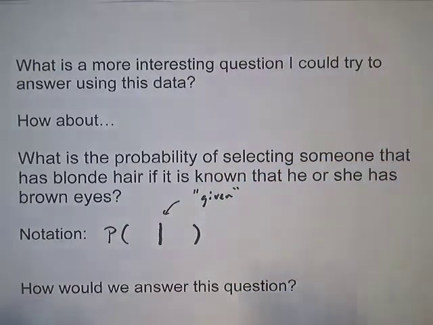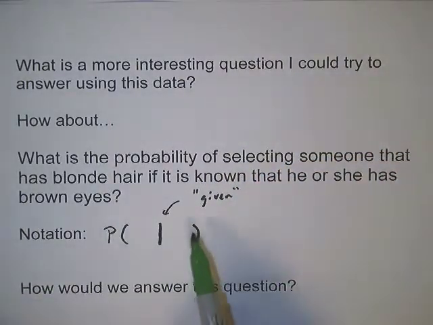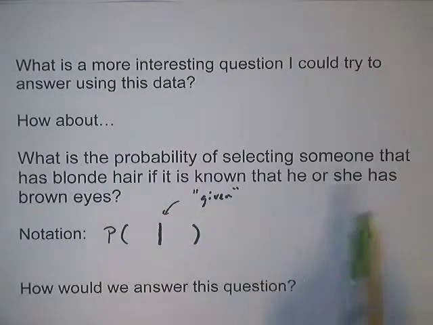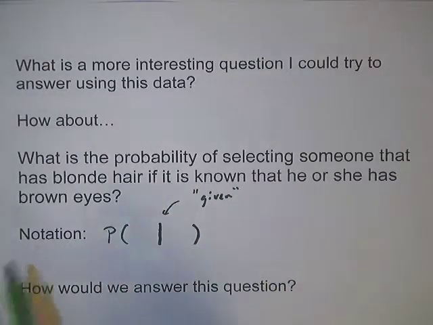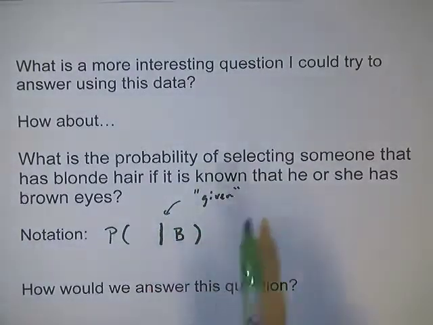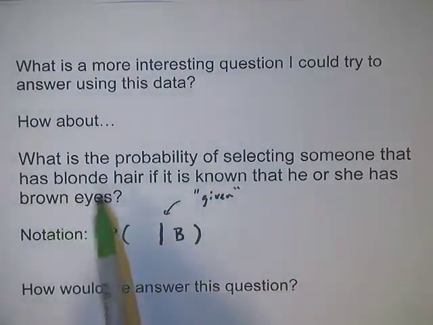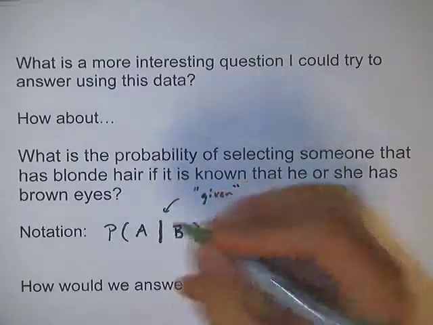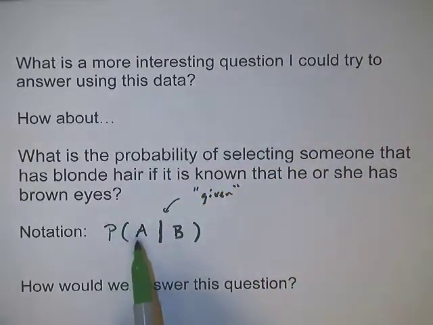Okay, so basically what comes after the given is the condition, and the condition is kind of what we already know. So that comes from this part: if it is known that he or she has brown eyes. So remember, brown eyes was event B. And we now want to know, well, what's the probability of blonde hair given he or she has brown eyes? So this probability is going to be read as the probability of A given B.